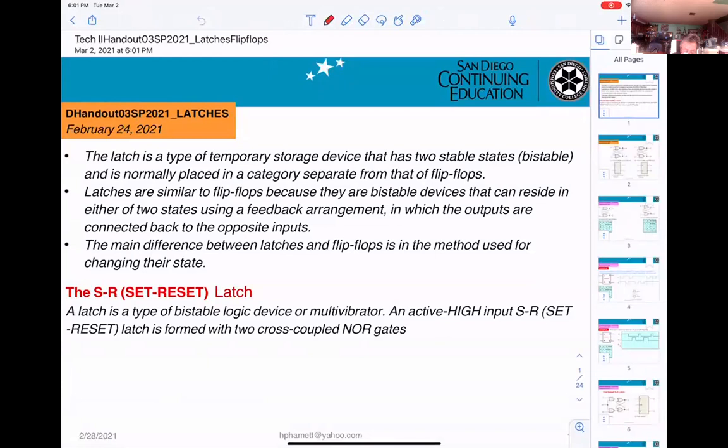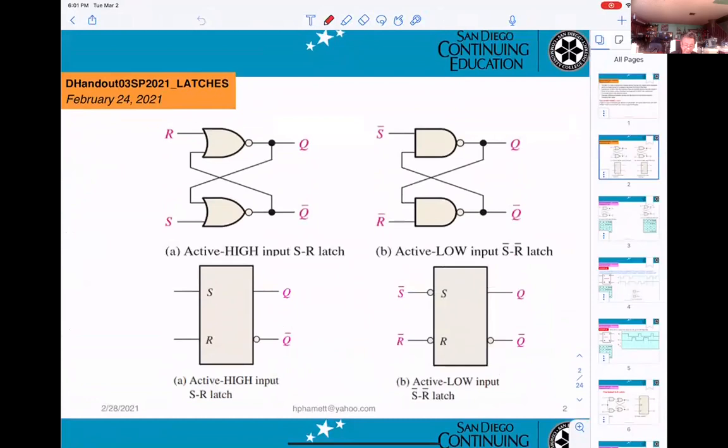Now, here they're using the NOR gate. If you get A here and B here, what is the equation? They will be equal: not (A or B) is equal to not A and not B. That is De Morgan's law.